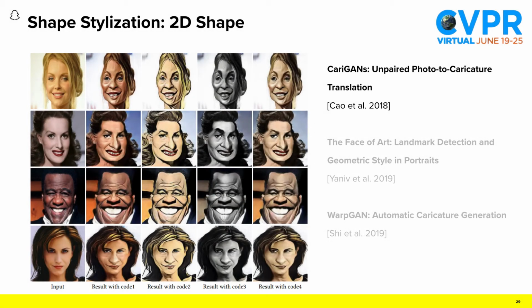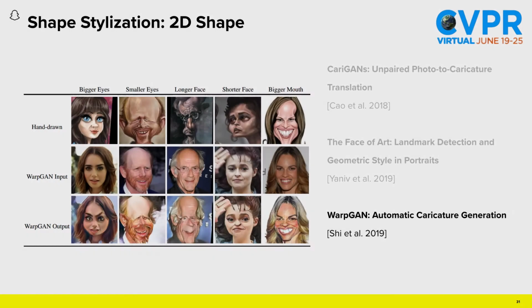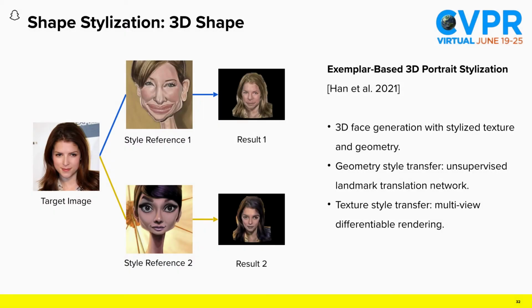There are quite a few papers focused on shape stylization. Most of these papers are for 2D facial geometries, such as Kerrigan, The Face of Art, and Wolfgang. But 2D shape is often not enough for various applications. So the question is, can we do 3D shape stylization for complete face reconstruction plus stylization? One of our recent works explored this direction, collaborating with City University of Hong Kong.